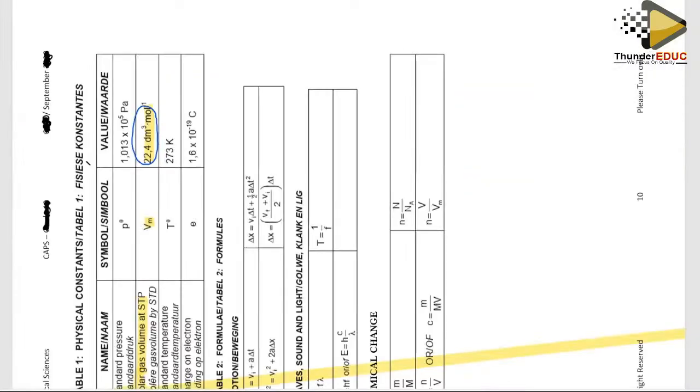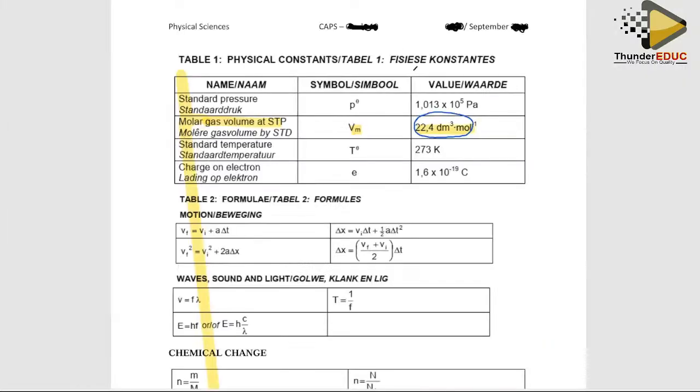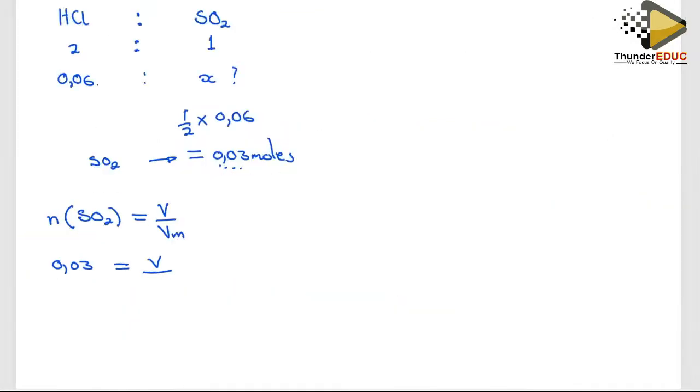If I can just rotate real quick so that you can see this is the 22.4 that we're looking for. So 22.4, that's my value of Vm. So the volume of sulfur dioxide produced is equivalent to 0.03 multiplied by 22.4, right? If we do the math, our final answer there is going to be 0.672.